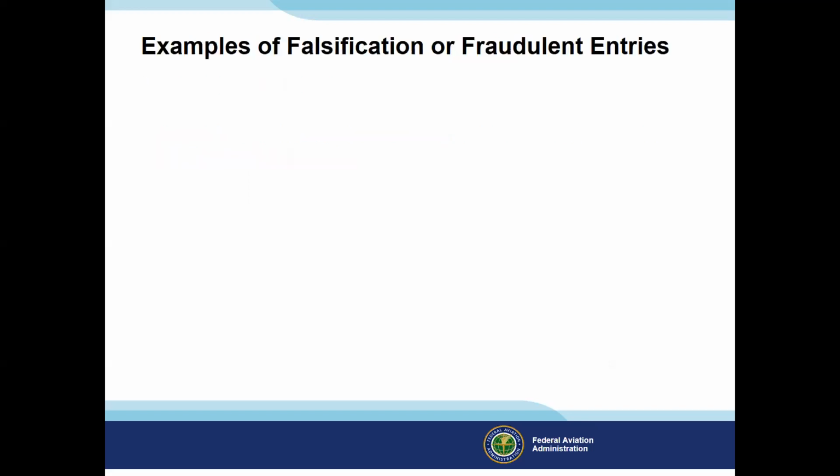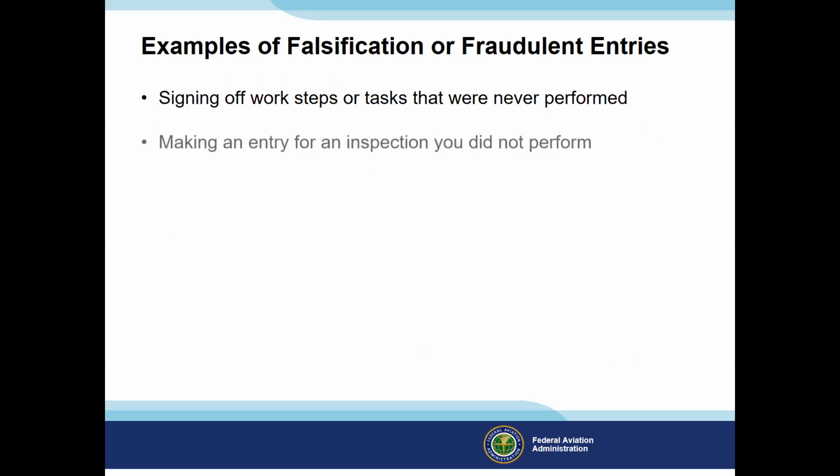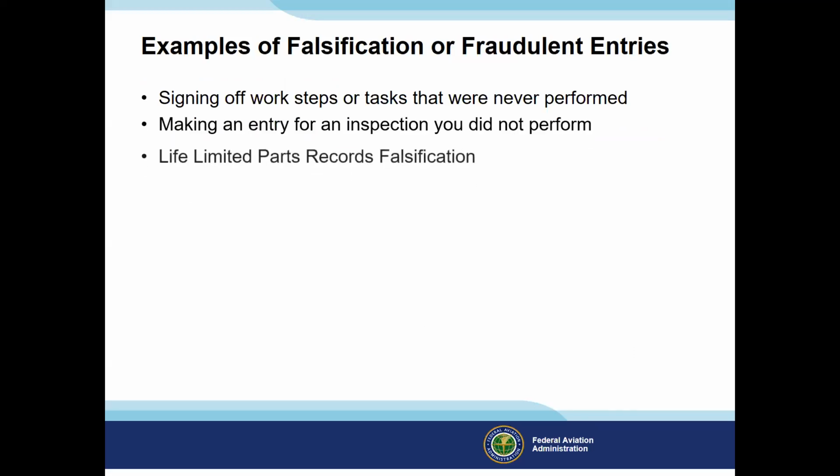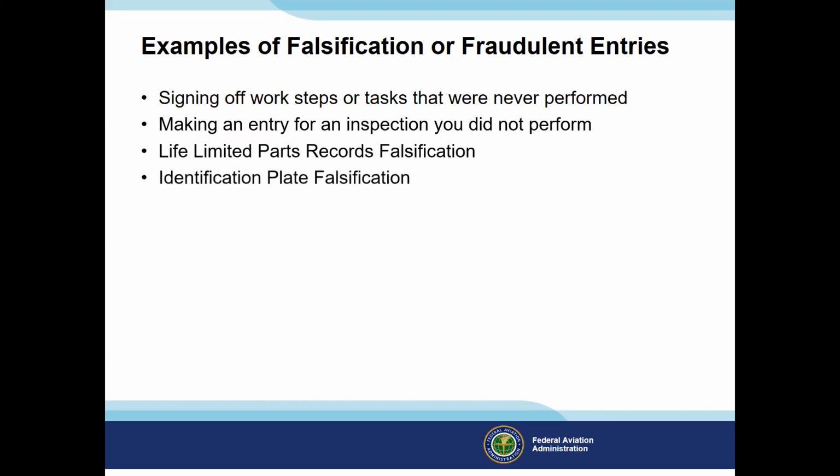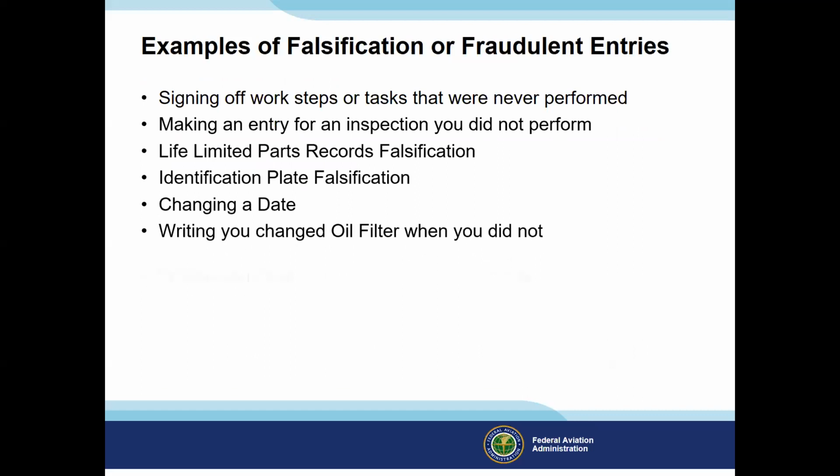Here are some examples of falsification or fraudulent entries. Don't try to deceive anyone. Bottom line is to be truthful and accurate. Remember, if you make a mistake and you're willing and able to work with the FAA, the compliance action program and the processes will be used, and you most likely will not get in an enforcement situation. Just be truthful and honest with what you actually do as a maintenance professional. That's the best advice we can give you today.